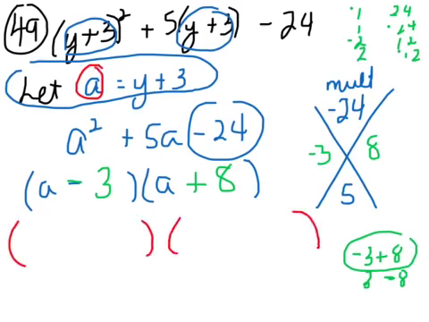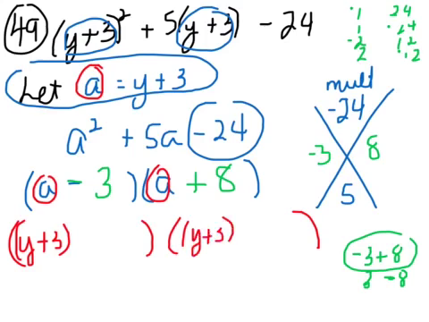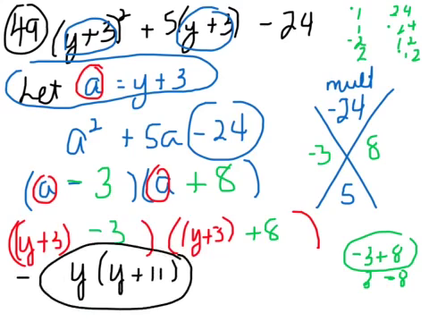So what I'm going to do now is go, oh, well, A was really y plus 3. Okay? So everywhere I see the A, I'm going to put the y plus 3 back in. I just switched it out for a minute so my brain could handle it, okay? And then I still have the minus 3 and the plus 8. I can see, though, that once I do that switch back in, that I can keep simplifying this because y plus 3 minus 3 is just y, and y plus 3 plus 8 is just y plus 11. So this really factors out this way.